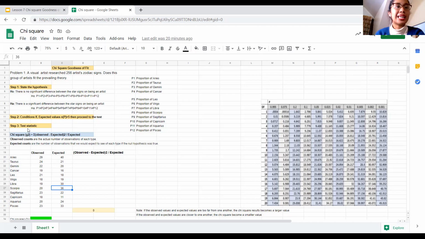And number 3 is test your statistics. Your chi-square formula is the summation of observed minus expected squared divided by expected value. Basically, we solve the observed minus expected squared divided by expected, then sum all of them. That's our chi-square. Your observed counts are the actual number of observations of each type, and the expected counts are the number of observations that we would expect to see of each type if the null was true.